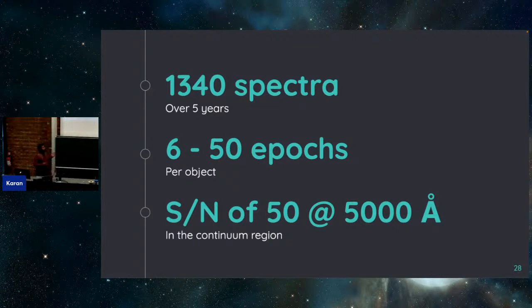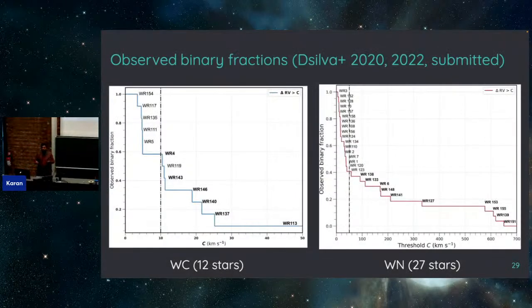For people who work with spectra, you know that this is not incredibly high signal to noise, but it is still high enough that we are able to identify any companions that might be lurking in the spectra. And it's high enough for us to derive accurate radial velocities.